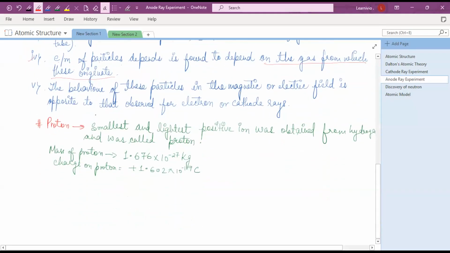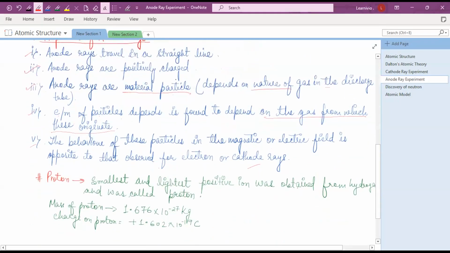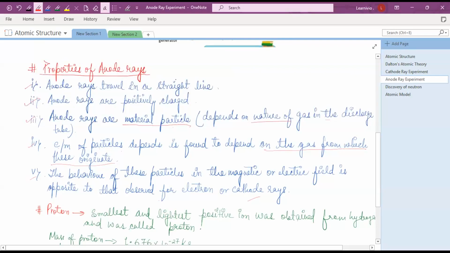Okay. So the behavior of these particles in a magnetic or electric field is opposite to that observed for electrons or cathode rays. Right. So when Goldstein applied some magnetic or electric field, he observed that the anode particles' behavior is just opposite to that of electrons and cathode rays. Cathode rays deflected one way, and this was just behaving opposite to that of cathode rays, right? So these are some properties of anode ray, you should remember that.